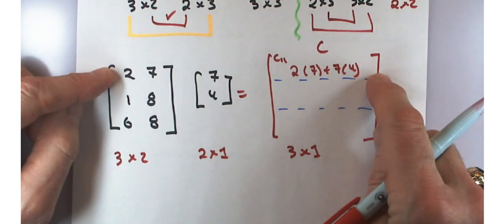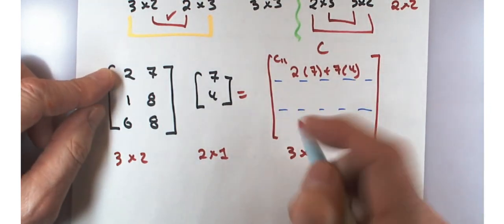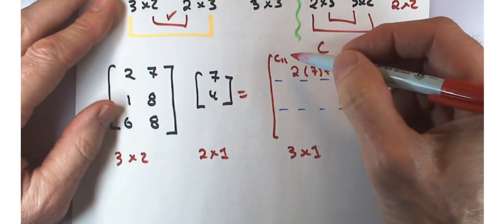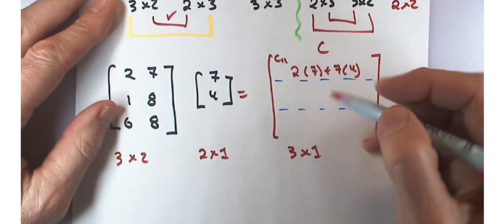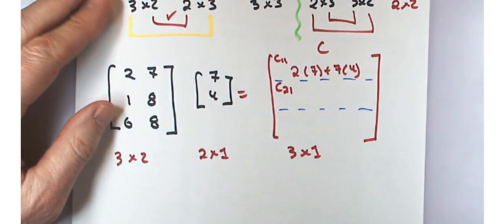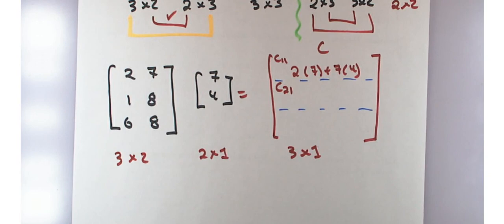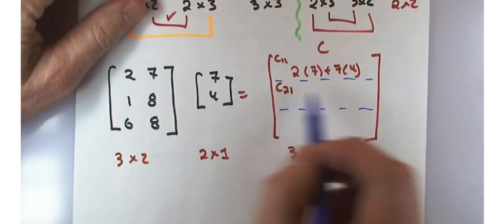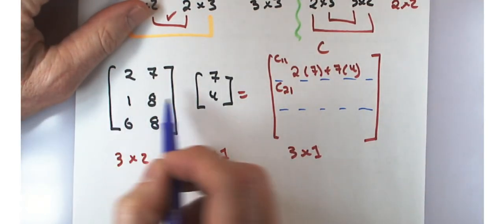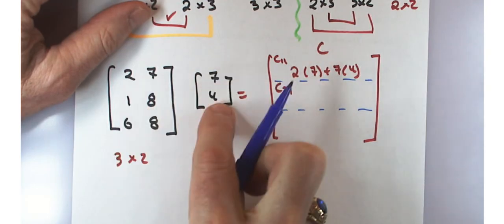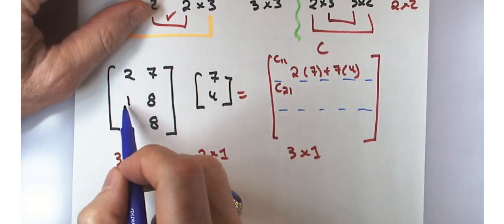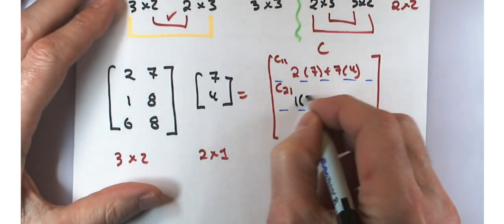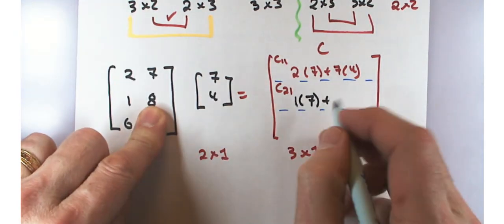But that's your first entry. Let me move down to this second spot. Now this second spot is going to be row 2, column 1. So I'll call that C sub 2 and 1. The only reason I'm putting those numbers here is to help you keep track of what you're going to multiply. You're going to take the second row from the first matrix times the first column of this matrix. So 1 times 7 plus 8 times 4.